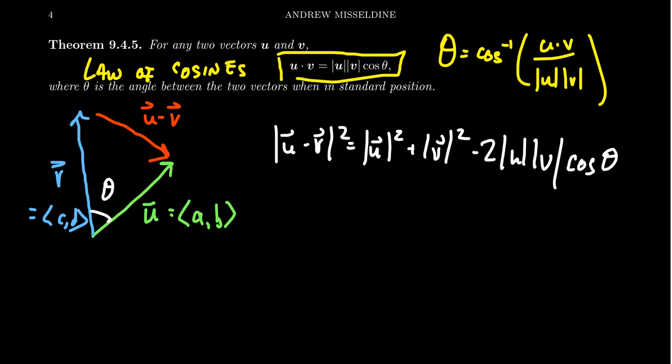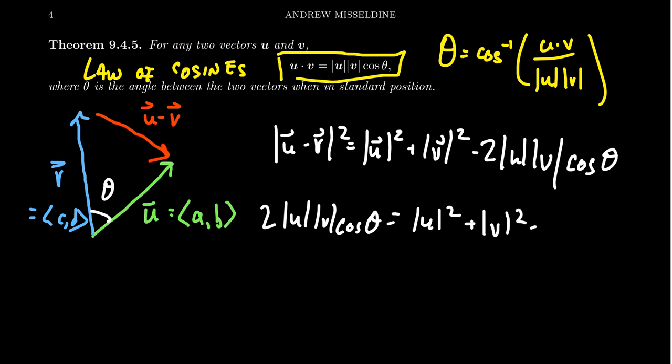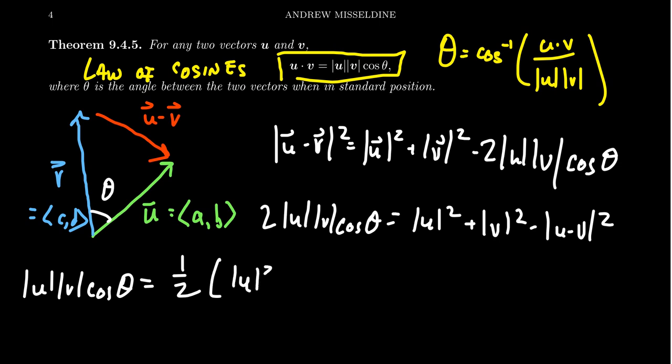Okay, so let's solve for this thing here. We're going to move this to the other side of the equation. We're going to subtract the u minus v squared. We've done this many times. So we get 2 times u v cosine theta. This equals u squared plus v squared minus u minus v squared, like so. And we're going to divide both sides by 2. So this gives us the magnitude of u times the magnitude of v times cosine of theta. And this is going to equal 1/2 of these things over here, the magnitude of u squared plus the magnitude of v squared, and then minus the magnitude of u minus v squared.